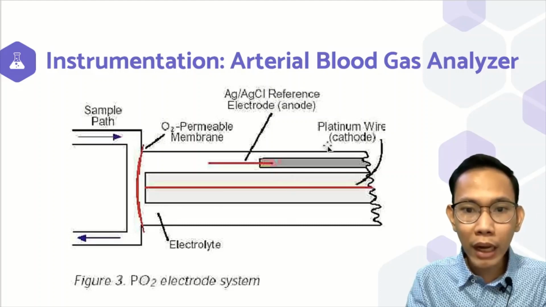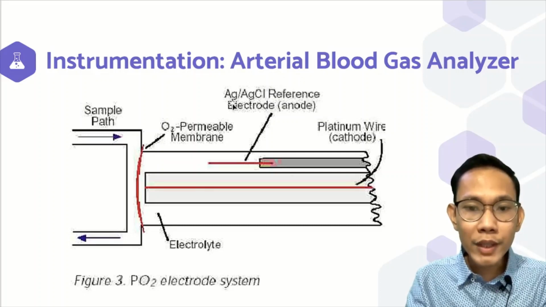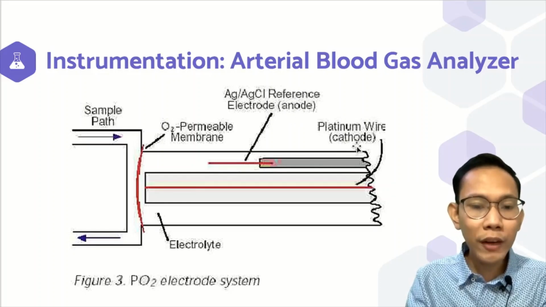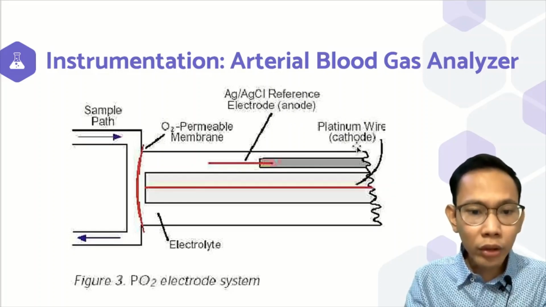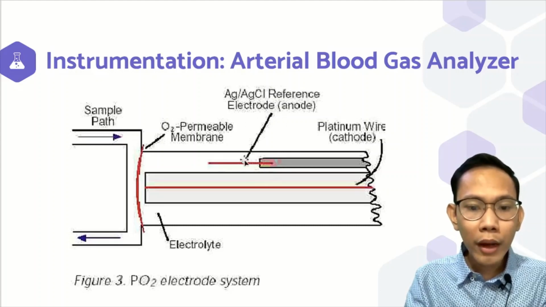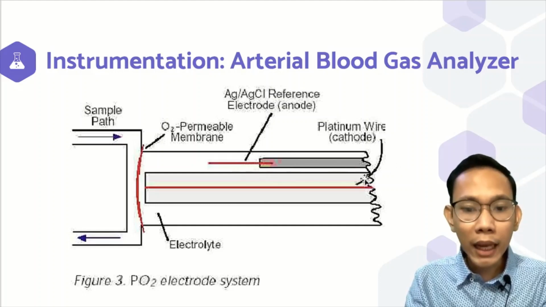So between your anode and cathode, ito yung anode natin, your silver chloride reference electrode, and your cathode, your platinum wire. So again, meron tayong dinagdag na polarizing potential between your anode and your cathode. So therefore, as a result, the electrons are drawn from the anode. So again, the electrons are drawn into anode patungo sa ating cathode.